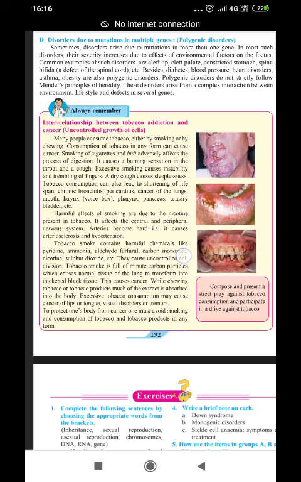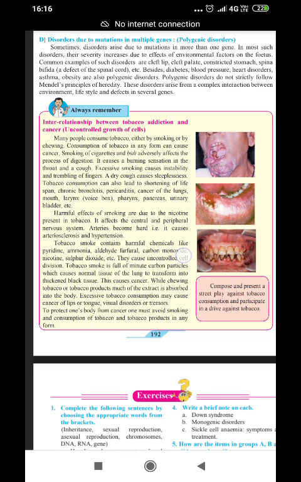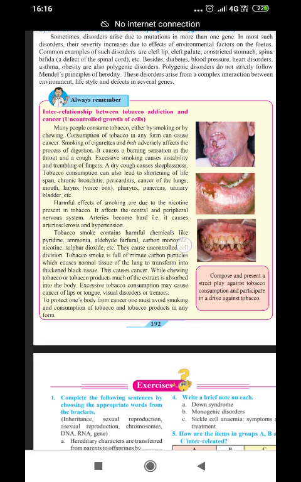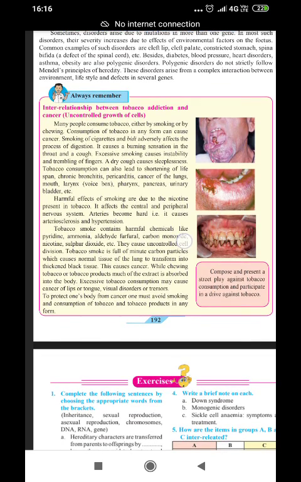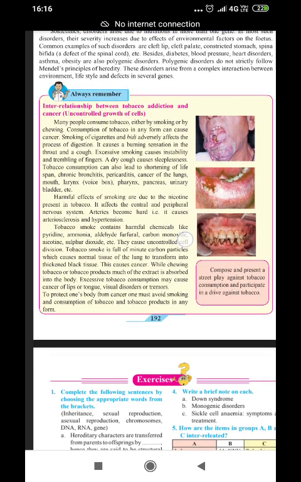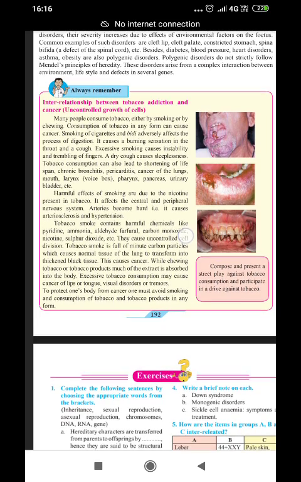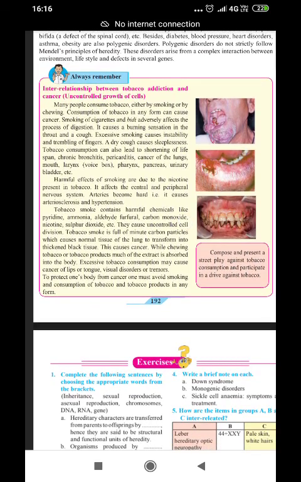Common examples of such disorders are cleft lip, cleft palate, constricted stomach, spina bifida, a defect of the spinal cord, etc. Besides, diabetes, blood pressure, heart disorders, asthma, and obesity are also polygenic disorders. Polygenic disorders do not strictly follow Mendel's principles of heredity. These disorders arise from a complex interaction between environment, lifestyle, and defects in several genes.